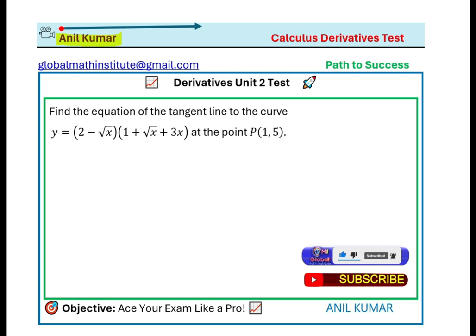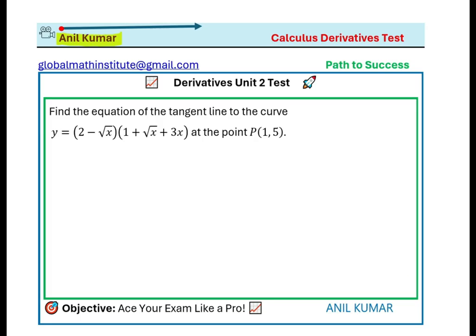So the question here is, find the equation of the tangent line to the curve y equals 2 minus square root x times 1 plus square root x plus 3x at the point P, which is (1, 5). So we need to find the equation of the tangent line, right? The point is given to us. We know the equation of the tangent line is y equals mx plus b. We could use that form, or we can use the point-slope form. In any case, we need to find the derivative. So let's begin with the derivative of this particular function.